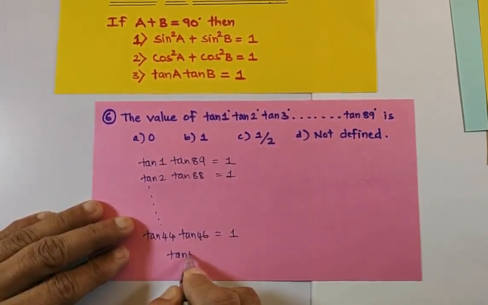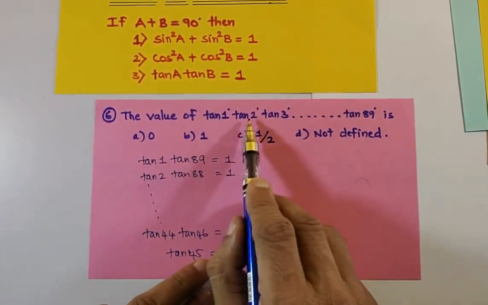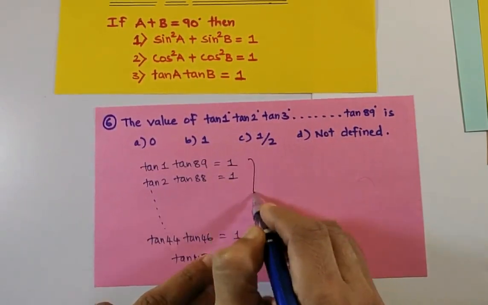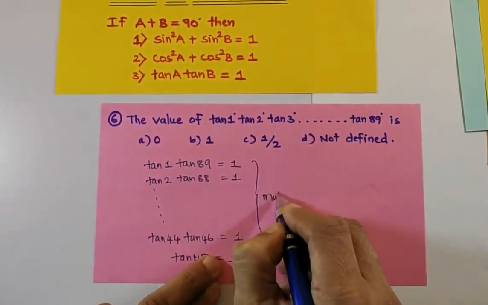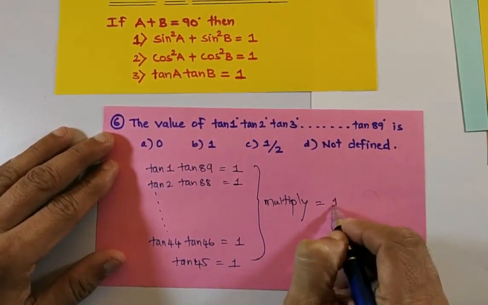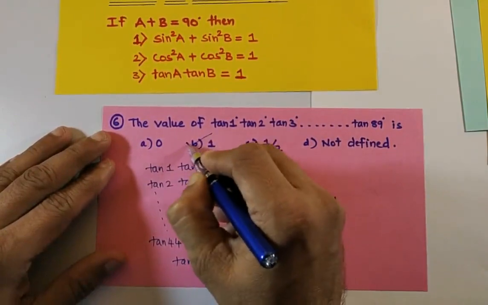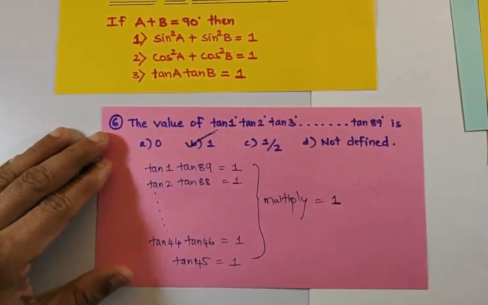As you know, tan 45 is also 1. Here in between we are having multiplication. So if you multiply all these terms, again you will have the answer 1. So the answer is B. That is B is our answer.